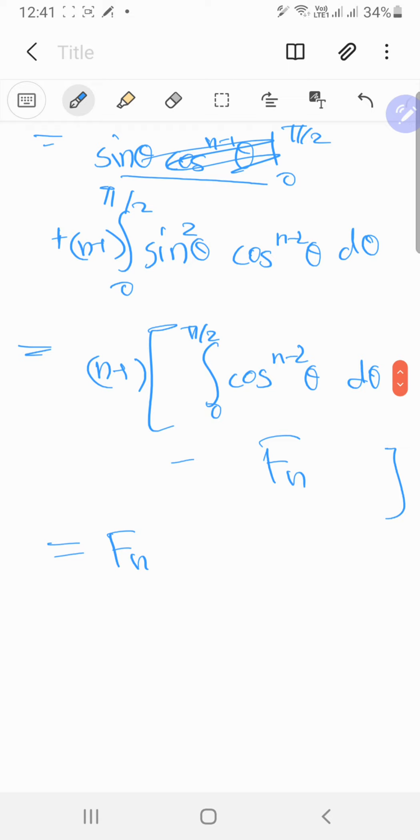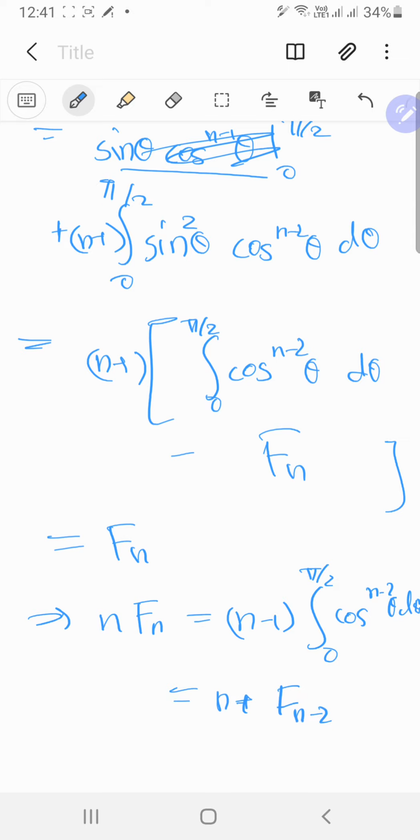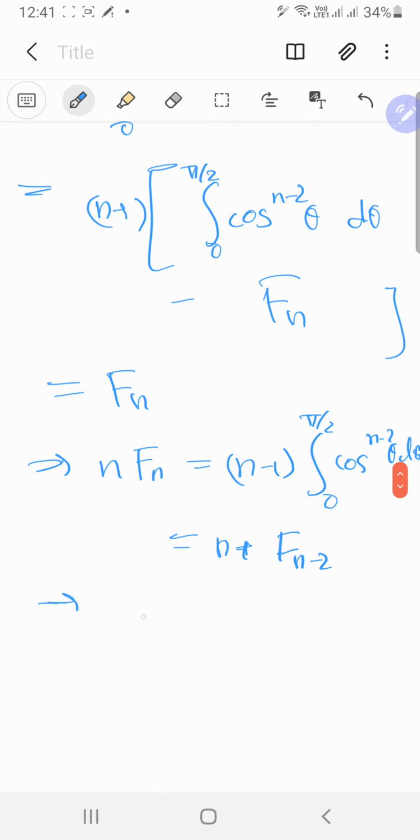This is also equal to f of n because that's what we are computing. So from this I can say that n f of n is the same as n minus 1 times the integral from 0 to pi upon 2 of cosine power n minus 2 theta d theta, which turns out to be f of n minus 2. So n f of n equals n minus 1 times f of n minus 2, giving f of n equals n minus 1 upon n times f of n minus 2.